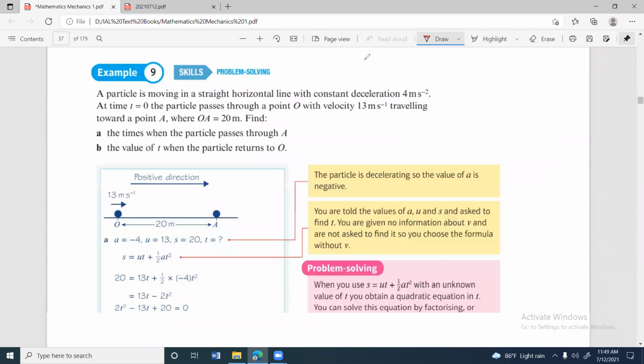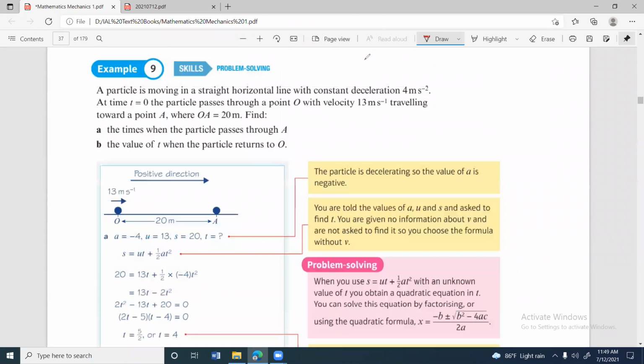Now this is a little bit of an important question. A particle is moving in a straight horizontal line with a constant deceleration. Then we can mark a is minus 4. At time t equals 0, that means this is the initial condition, the particle passes point O with a velocity of 13. Therefore, you can say u equals 13. It is traveling towards a point A where OA is 20. A is the final point, therefore you can simply write s equals 20.